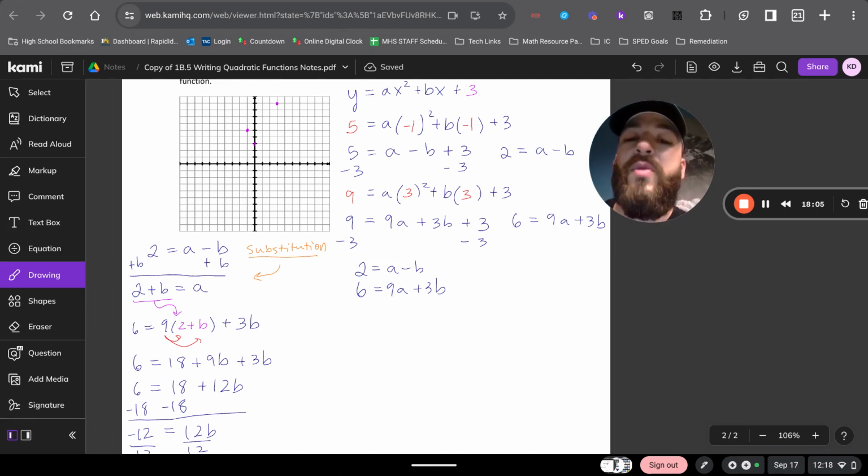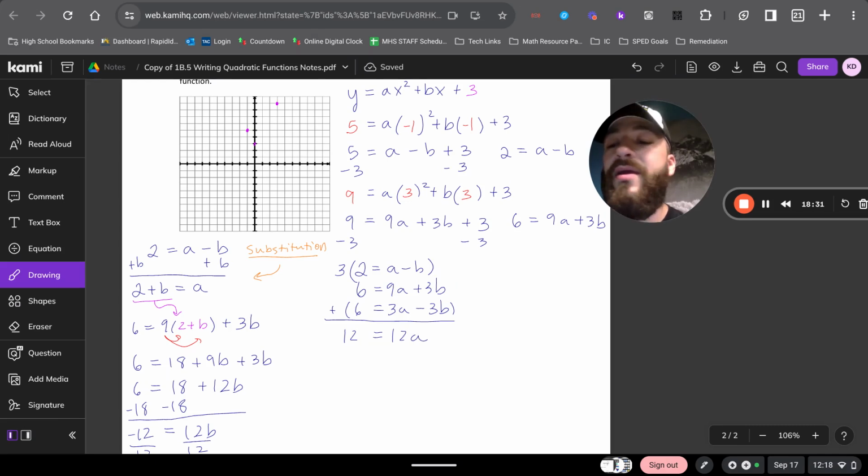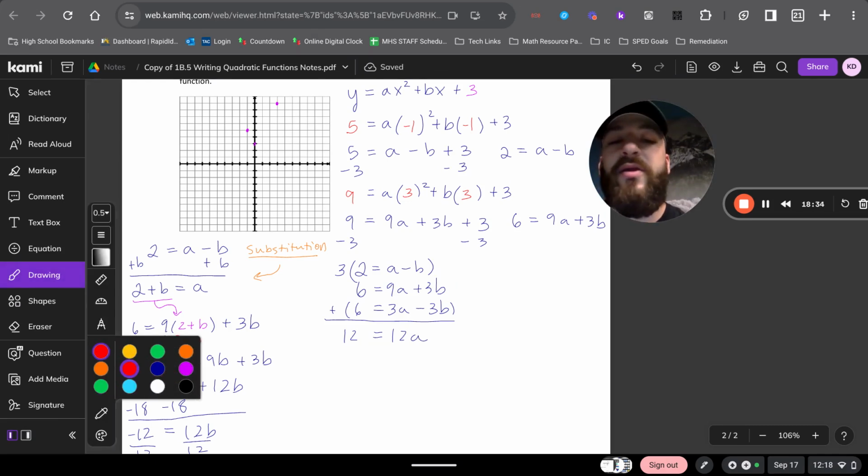So what I want to do, I'm going to multiply this first equation by 3, and that would give us 6 is equal to 3a minus 3b. Okay, and if I do that, then I can add these two equations together, and adding these two equations together, 6 and 6 would give me 12, 9 and 3 would give me 12a, but 3b and negative 3b are going to cancel out or eliminate, which is why we call it elimination. We get 12 is equal to 12a, which then, of course, we can divide by 12. Divide by 12. We get 1 is equal to a.